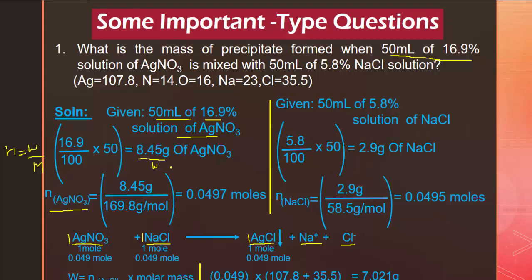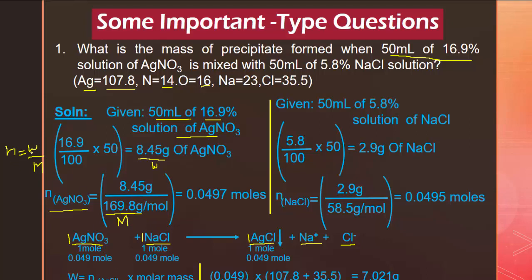And now the molecular mass. Here it is only silver, so it's only the atomic mass, and the value given to us is 107.8, and NO3: nitrogen is 14, O3 is 16 into 3. If you add all of these, the molecular mass we get is 169.8 gram per mole. So we are going to find the number of moles of AgNO3 as we have W as well as the value of M.